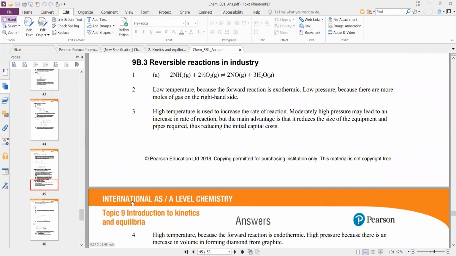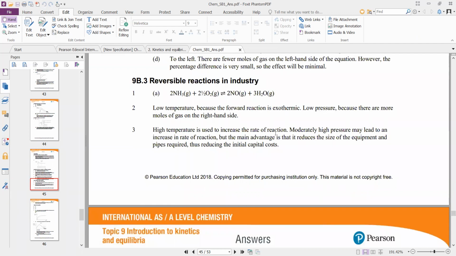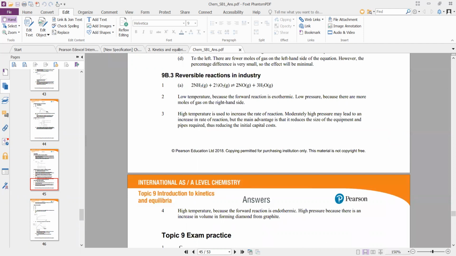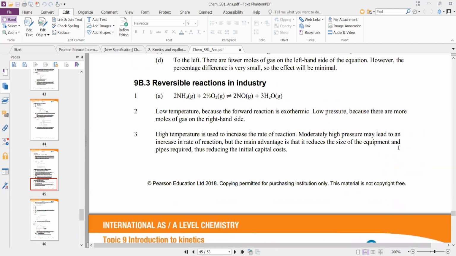For this reversible reaction in industry, low temperature is favored because the forward reaction is exothermic, and low pressure. High temperature is used to increase the rate of reaction. Moderately high pressure leads to an increase in the rate. But the main advantage is to reduce the size of the equipment and pipes required, thus reducing the initial capital. It will clearly decrease the yield, but it's used in order to maintain a better rate.